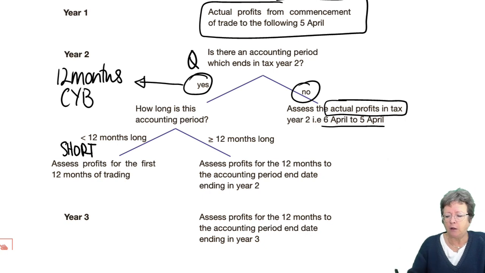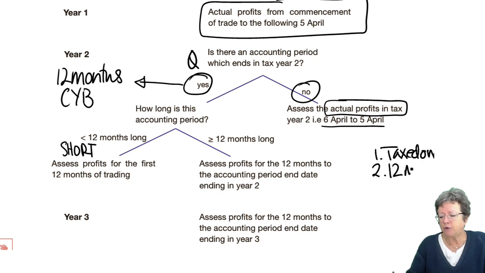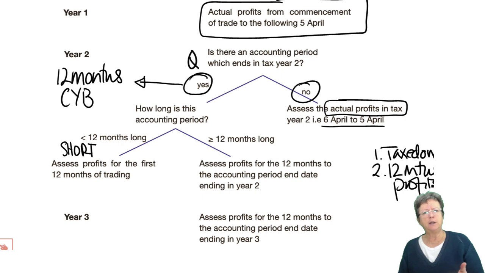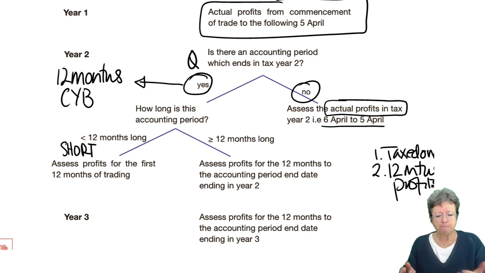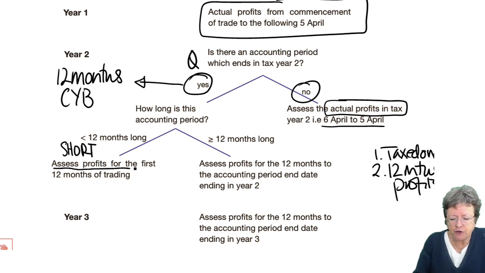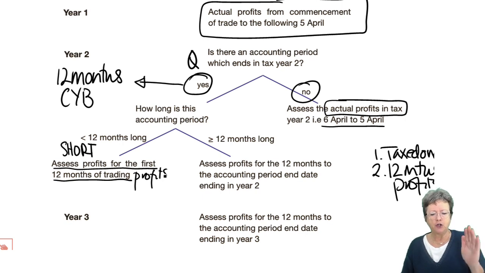Now, the rules are that you will be taxed once, and in year 2 you would be taxed on 12 months' profits. But, I'm sorry, in year 2 we've only got 10 months' profits, so where do I find the other 2 months from? If that is the case, then you will be assessed on the first 12 months of trading profits. And I'll show you how that works in one of the examples further down. Just to learn the rule: if it's a short set of accounts, i.e. less than 12 months, then you will be assessed on profits for the first 12 months.